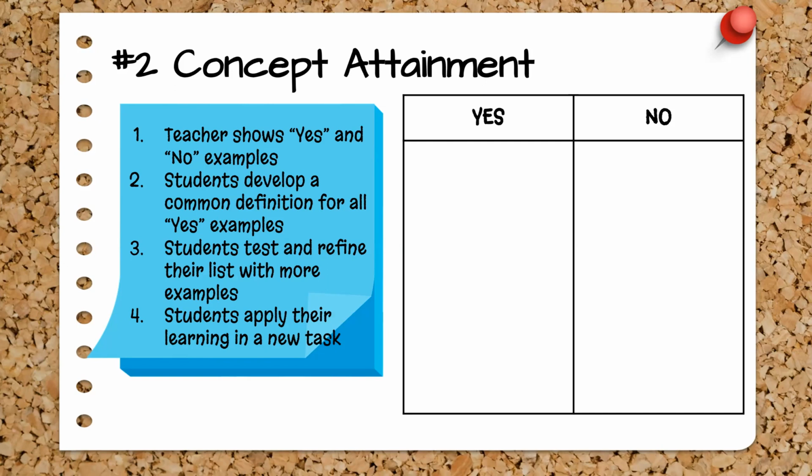As you do this, the students are silently watching. They are going to develop a common definition for all of the yes examples. Finally, in small groups, students are going to test and refine their list as you give them even more examples of yeses and nos. And finally, students will apply their learning in a new task. It's not until the very end of the concept attainment that you actually attach the academic vocabulary to the concept.